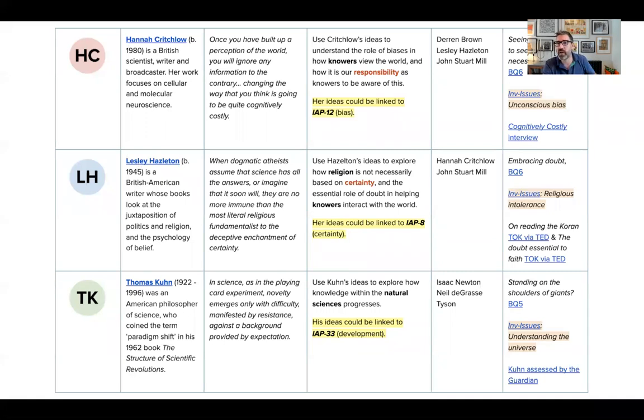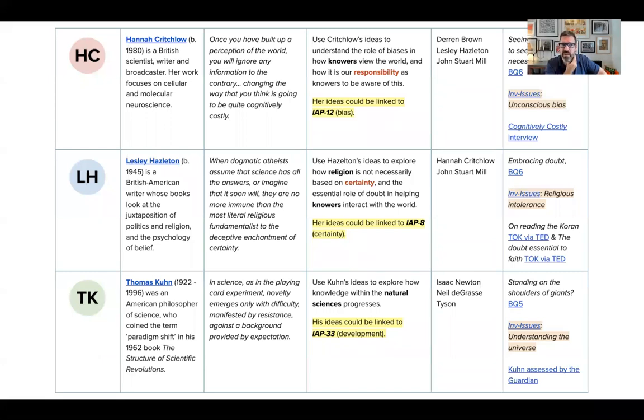She talks a lot about knowledge and religion, which is obviously an optional theme and could certainly form the context for a commentary. She talks a lot about doubt and certainty, which is one of our key concepts. Certainty links directly to assessment prompt 8. So you can use her ideas to support a commentary answering that IA prompt. And you can see we've got 2 others there.